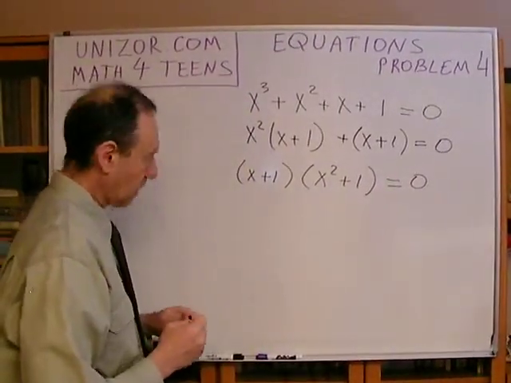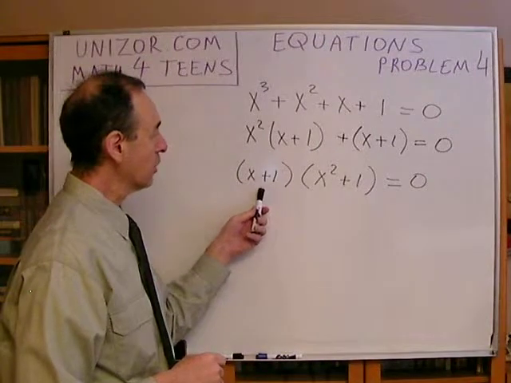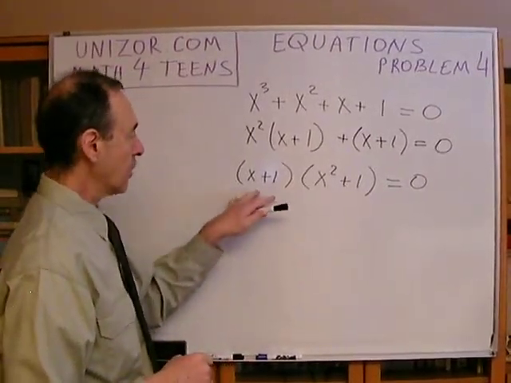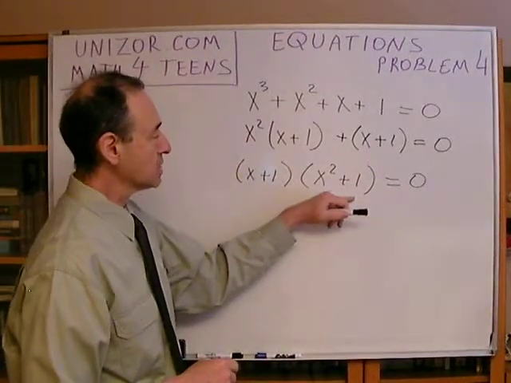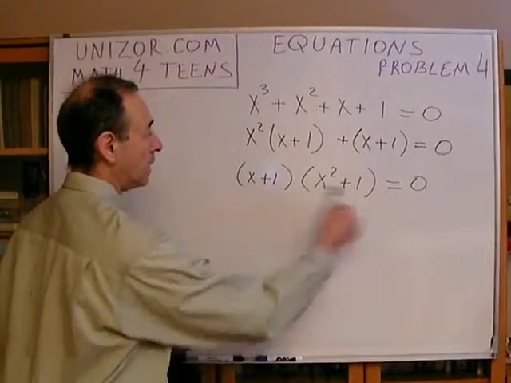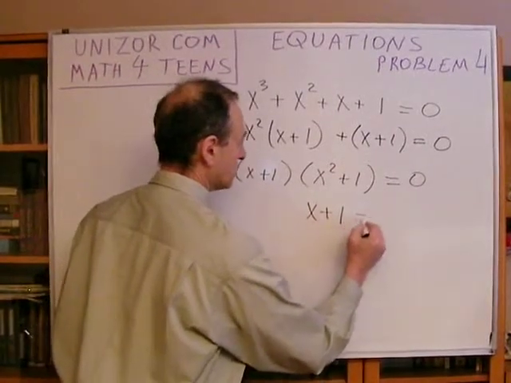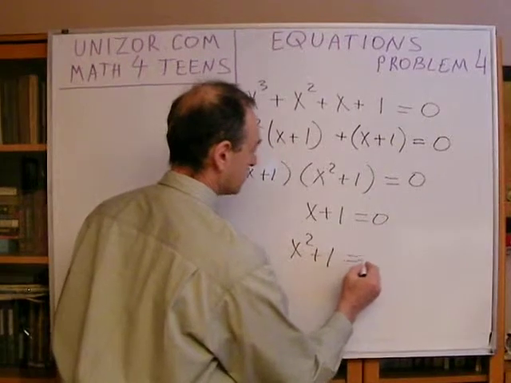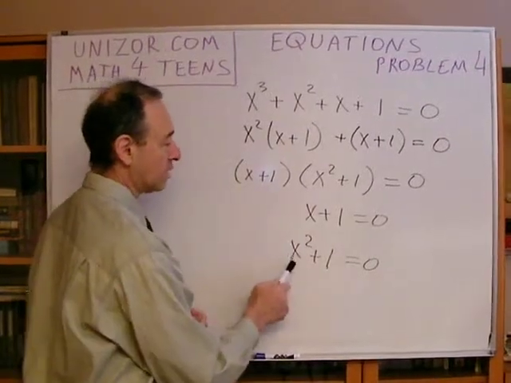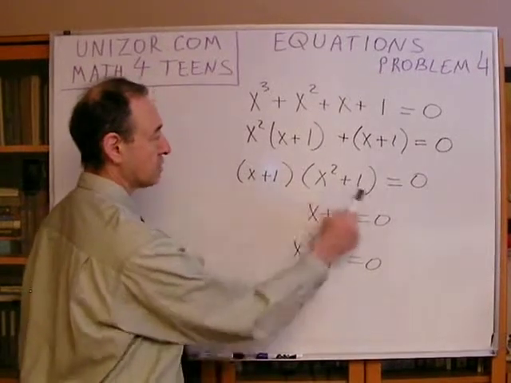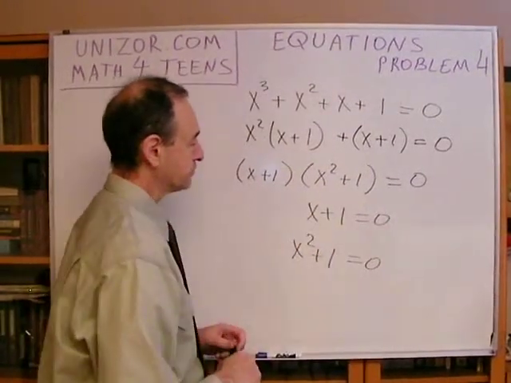Now, obviously, if you have the product of two expressions which contain unknown x equal to 0, then one solution is when this expression is equal to 0, and another solution is when this is equal to 0. So we have already, from one particular equation, two different equations, x plus 1 equals 0, and x squared plus 1 equals 0. Any solution to this equation will be a solution to this one, and any solution to this equation will be a solution of this one. Because if this particular expression is zero, then the whole product is zero, and same with this one. All right.